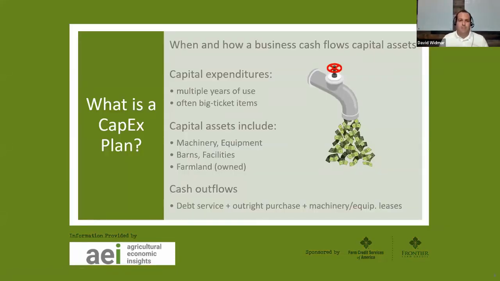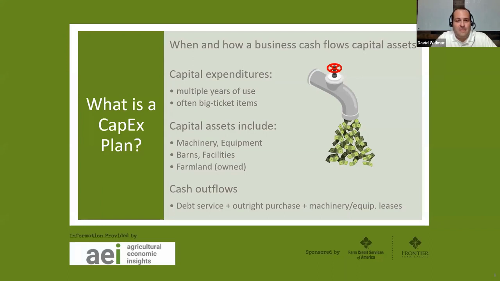To back up just a little bit, we're going to provide some background and some definitions before we dive into some specific steps. When we're talking about a CapEx plan, it's to think about these capital expenditures, and for the purpose of today's conversation, it's the question of when and how a business cash flows those capital assets. And why are capital expenditures so important?